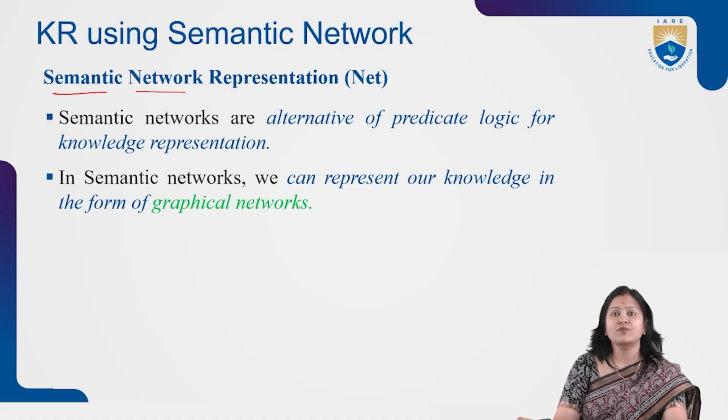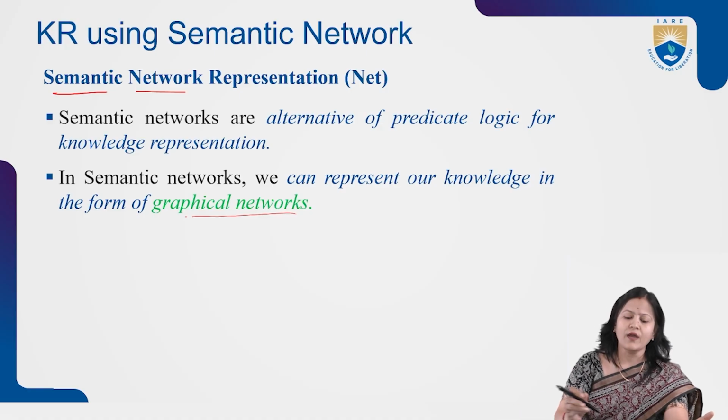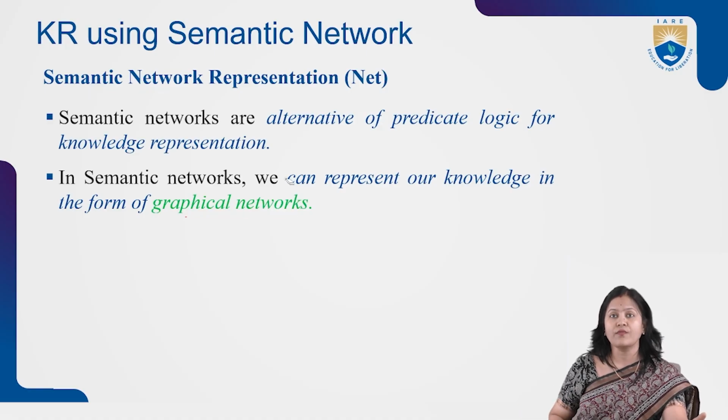That is why semantic network representation came into the picture. Semantic means meaningful, and network means connected meaningful information which can be represented with the help of a graph. That is the meaning of semantic network representation. It is an alternative to predicate logic for knowledge representation. In semantic networks, we can represent our knowledge in the form of graphical networks, because a graph is very simple and easy to understand. That is why it uses a graph for the representation of knowledge.